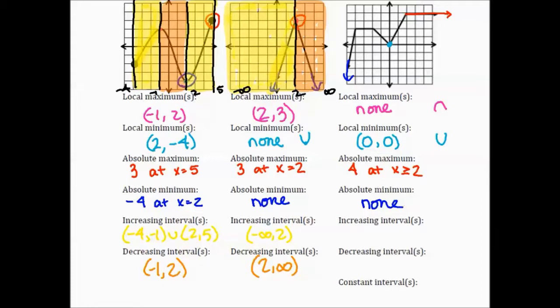So if we highlight where the graph is increasing and decreasing, if we start on the left, the graph is increasing on this section. Then the graph is horizontal. So I'm going to call that constant, and I'm going to color that a different color. Then the graph decreases. Then the graph increases again. Then the graph is horizontal again, so it is constant.